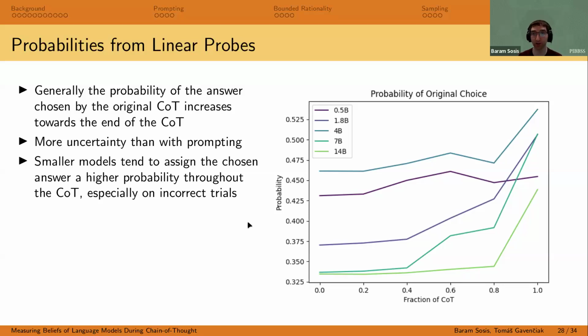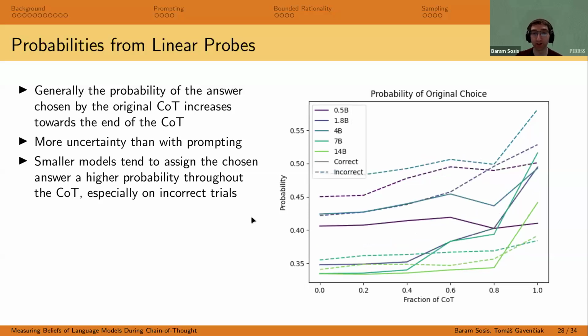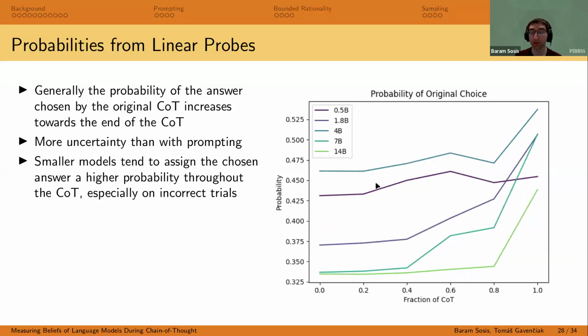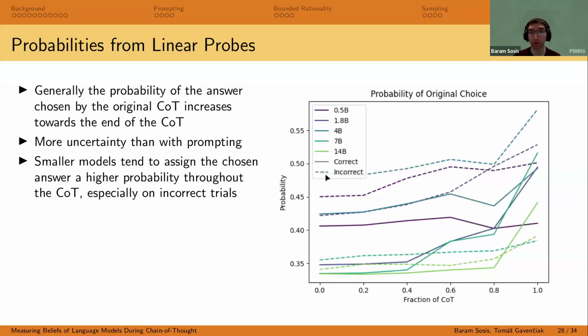Okay, so that's the basic result that I got with the linear probe. Now I've got some more exciting plots for you. Oh, sorry, I do actually split this up by accuracy. Was there anything I wanted to say about this? Oh yeah, so this is the effect that you see here, where the weaker models are assigning a pretty high probability early on in the chain of thought. That's especially visible on incorrect trials, right? The incorrect trials seem to be especially relying on some sort of prior here.